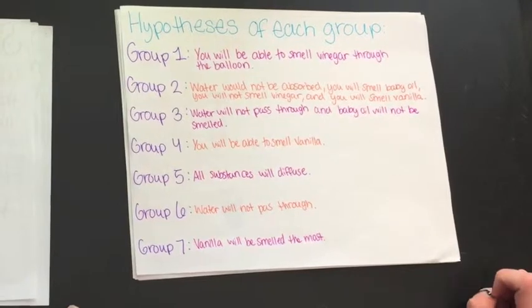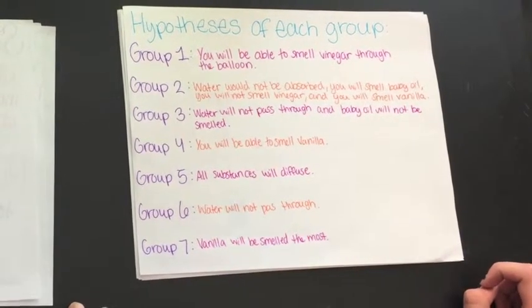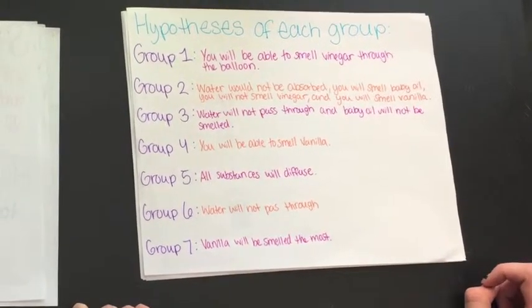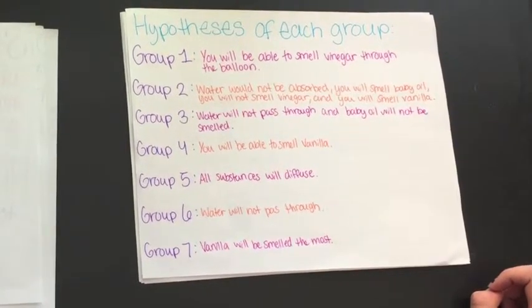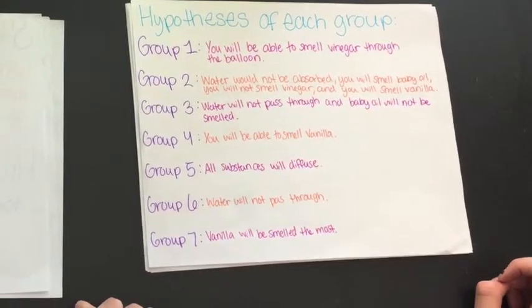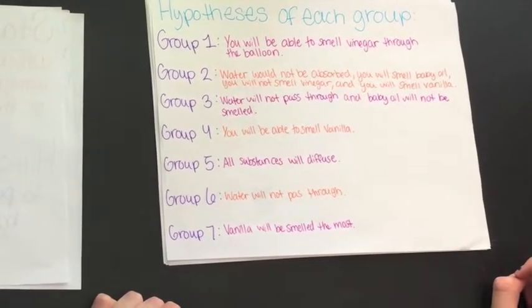Group 3 said that water wouldn't be able to pass through and that baby oil will not pass through. Group 4 said that they would be able to smell vanilla. Group 5 said that all substances would diffuse. Group 6 said that water wouldn't pass through, and Group 7 said that vanilla would be smelled the most.